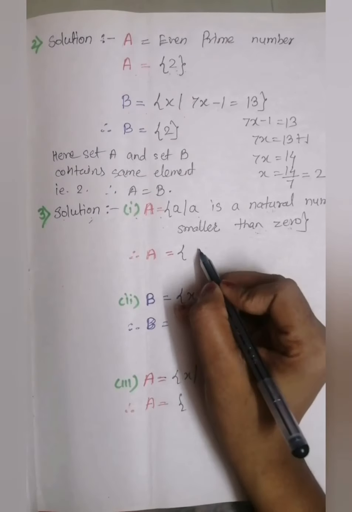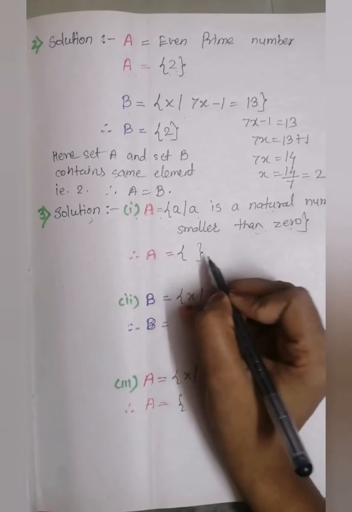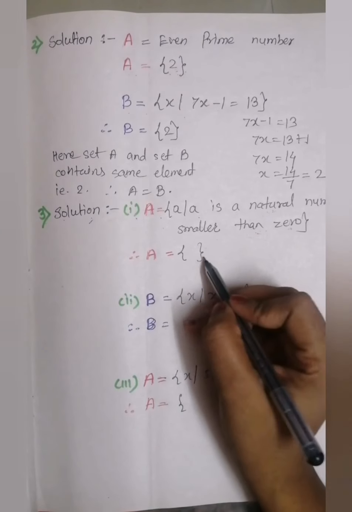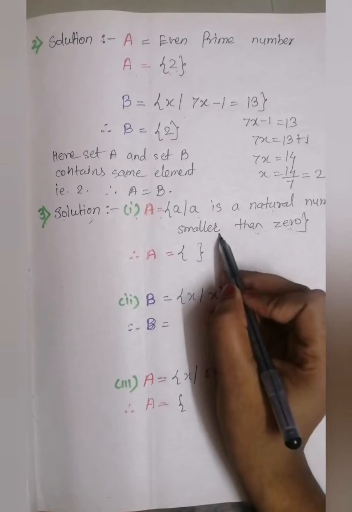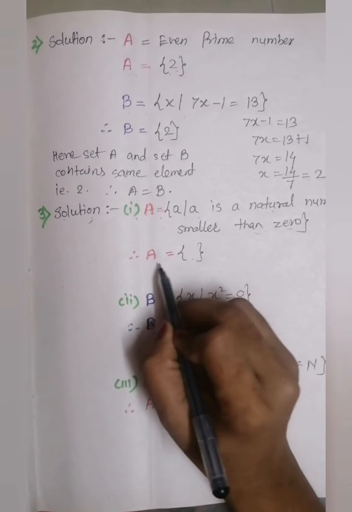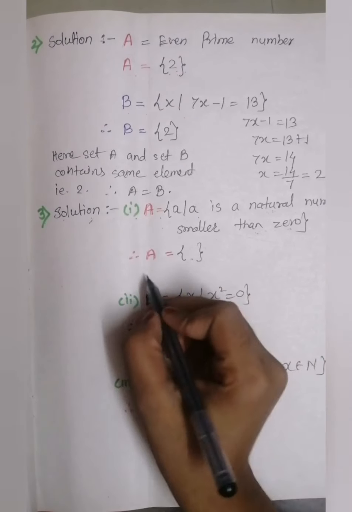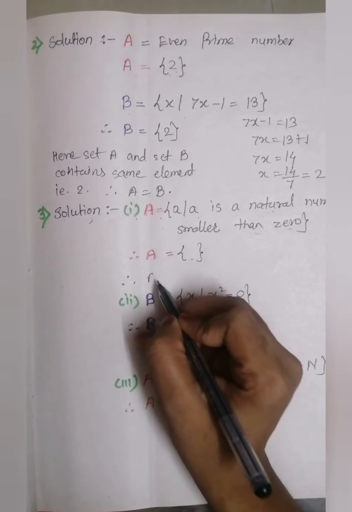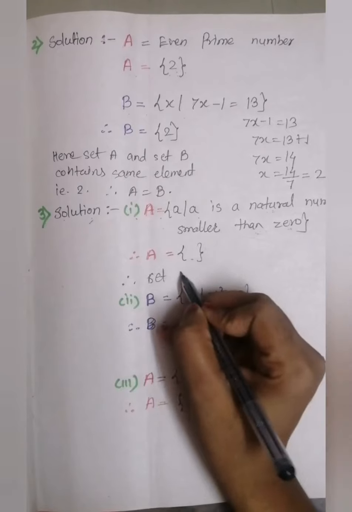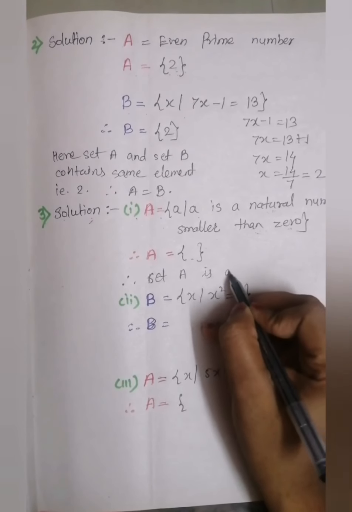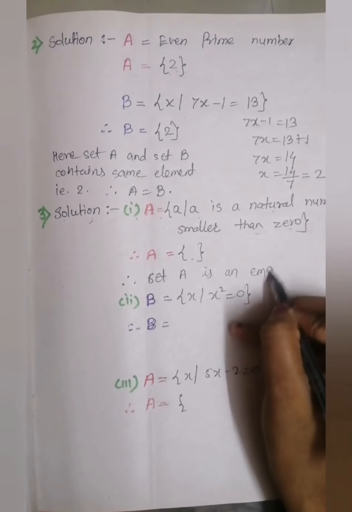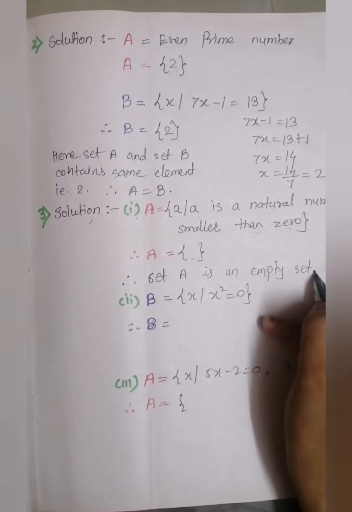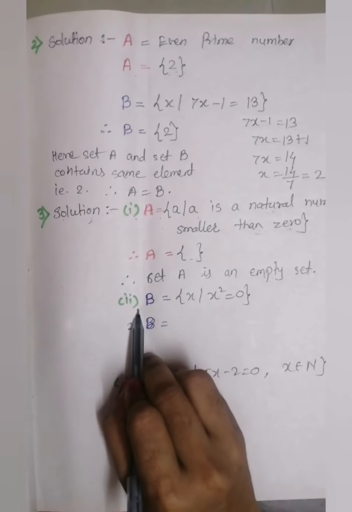So we will get only the empty set, because there is no positive number smaller than 0. Therefore we get set A is an empty set. Write down the reason: therefore set A is an empty set.